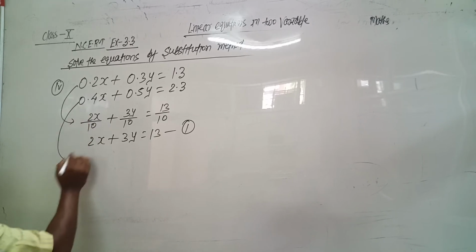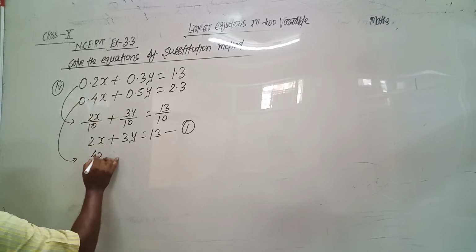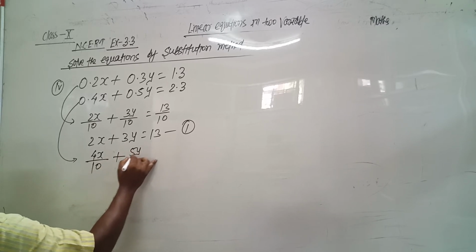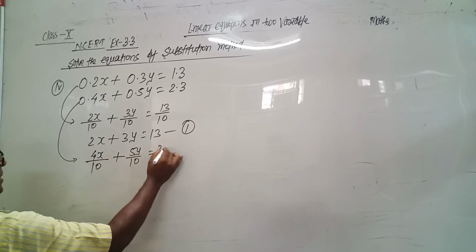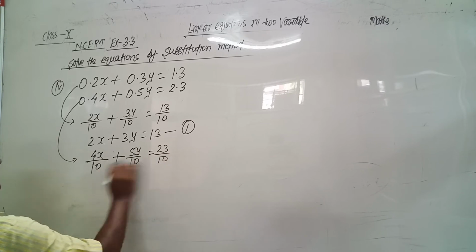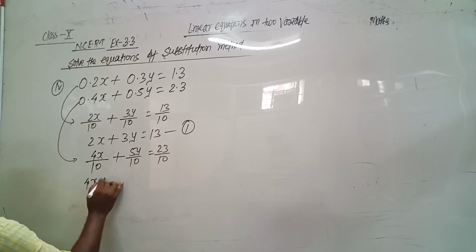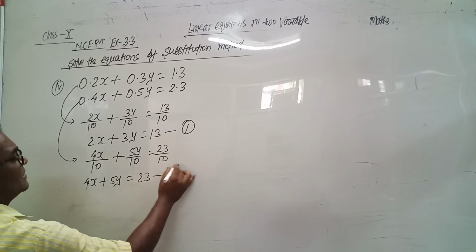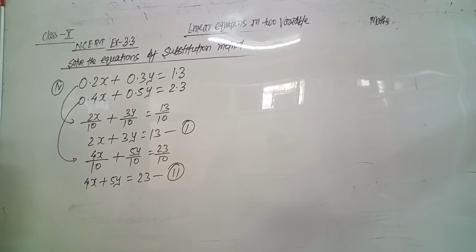Then from the other equation, again we remove the decimal sign. So 4x by 10 plus 5y by 10 equals 23 by 10. And 10 gets cancelled, and we get 4x plus 5y equals 23. This is the second equation.